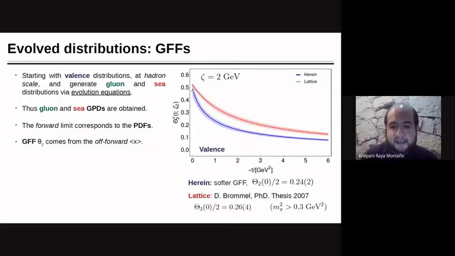Now we can sketch the gravitational form factors. This is the valence gravitational form factor at the scale of 2. Our result in blue, and in red I'm comparing with an earlier result from this PhD thesis. We find the lattice result harder than us. We would like to have nothing to compare with. Perhaps there is.